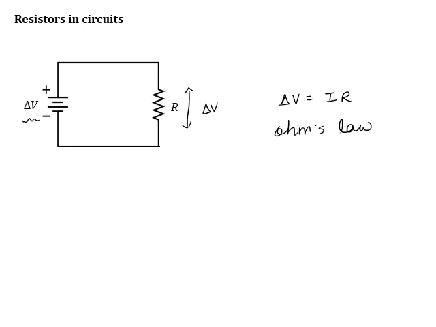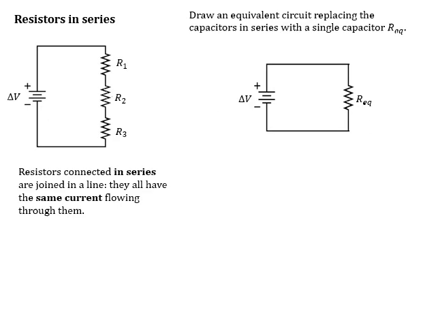This, of course, is the simplest circuit. We rarely just have a single resistor in a circuit. Normally, we have multiple resistors in a circuit, and we'll look at how to deal with those next. One way to connect multiple resistors is to connect them in series. A series connection is the same with resistors as it was with capacitors. It's when they're connected all in a line.